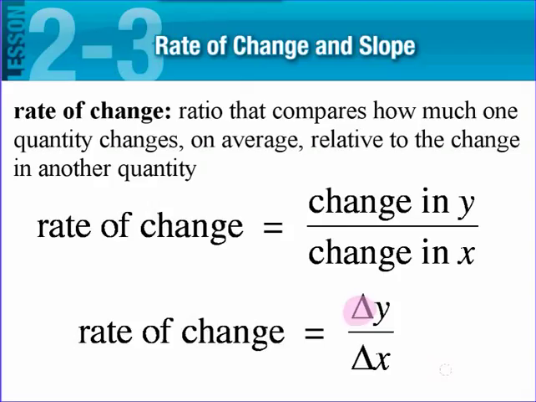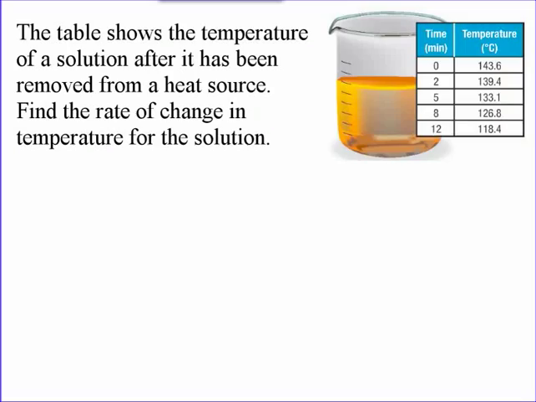So when you see delta, that means the words change in. So delta y means change in y. Delta x means change in x. So it's just a shortened or abbreviated way of writing the rate of change formula instead of spelling it out with words. Now we're going to look at some examples dealing with rates of change.